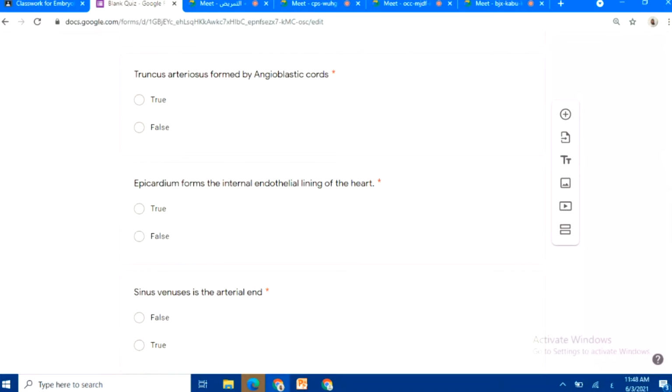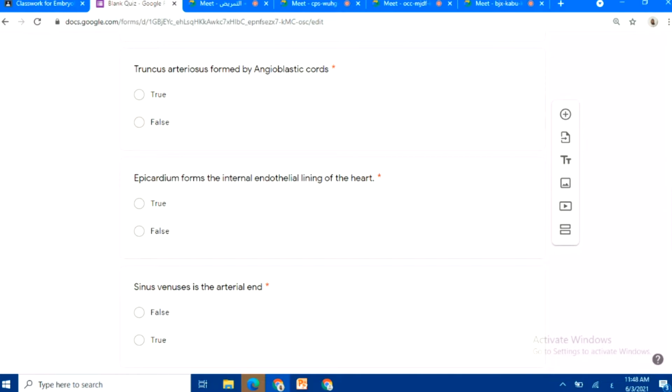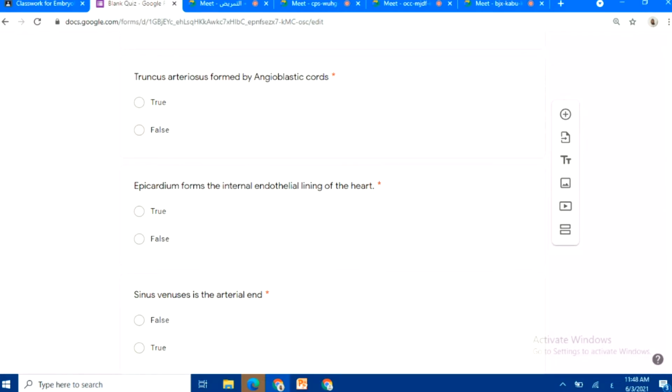Truncus arteriosus is formed by angioplastic cord. Why? Because we said, في النقطة موجودة بالمحاضرة اللي جزتها لكم وشرحتها بالنظري. The angioplastic cord has the ability to form arteries and veins, the wall of the arteries and veins. So we can say that truncus arteriosus, since it's the arterial end, is formed by angioplastic cord. So the answer is true.